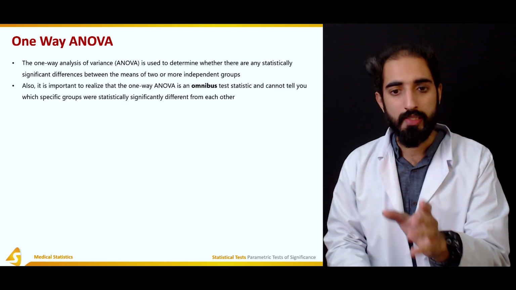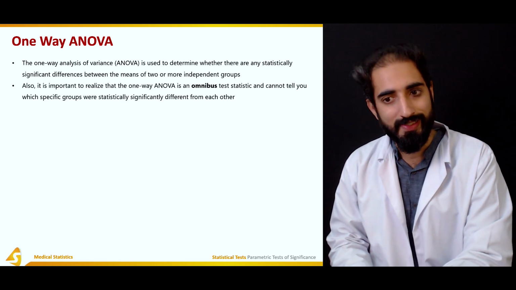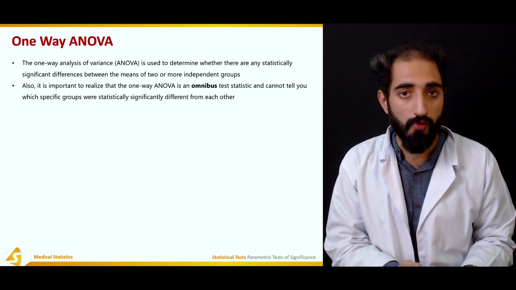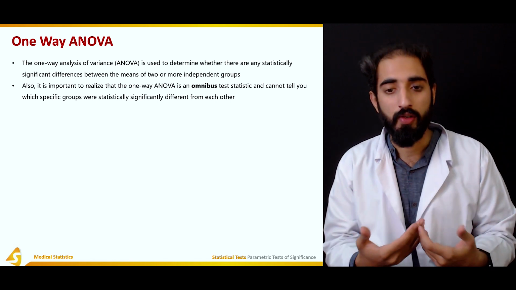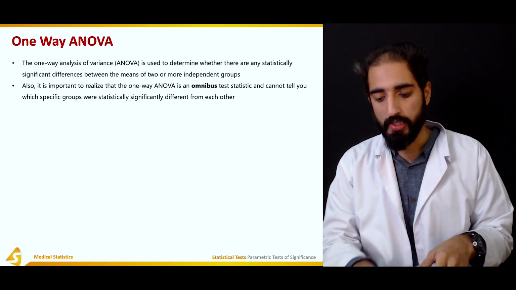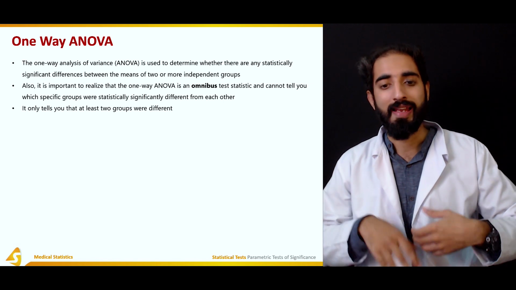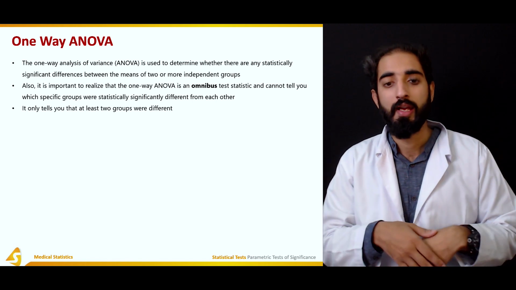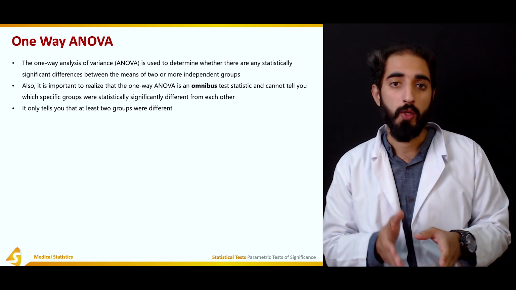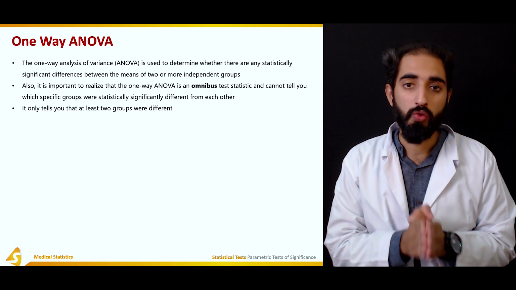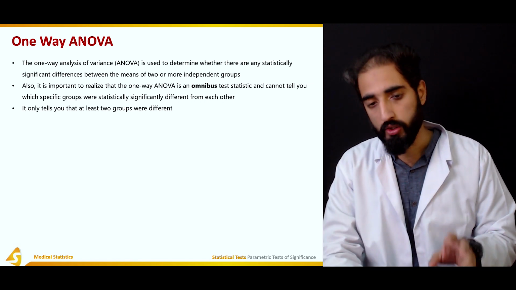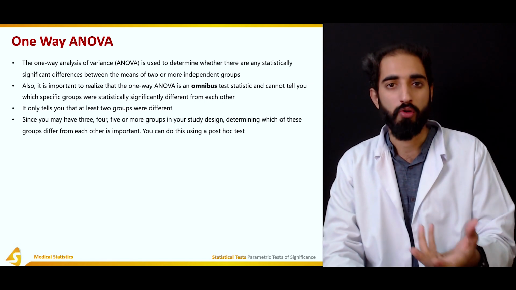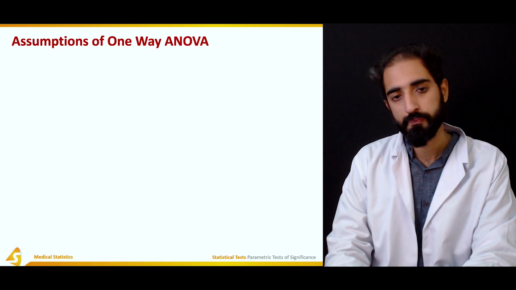So it is important to realize that one-way ANOVA is an omnibus test statistic and cannot tell you which specific groups were statistically significantly different from each other. It would just tell you in a general manner that at least two groups were different among all the groups. For example, if there are 6 groups, it would just give you 1 p-value, and you would not be sure which two exact groups were different. And if you want to know that, you would have to do a post hoc analysis such as Tukey's post hoc test for one-way ANOVA.